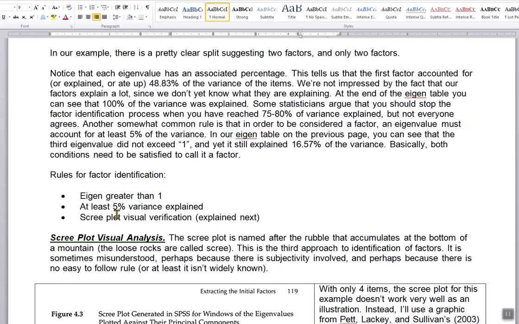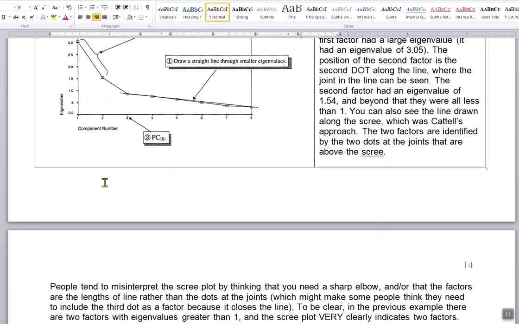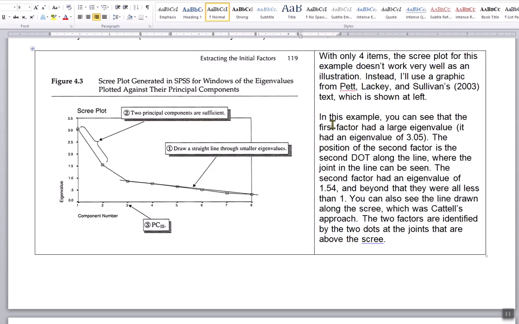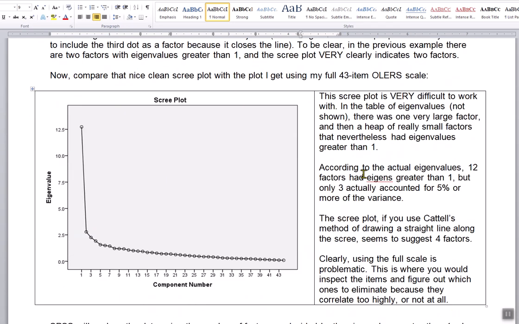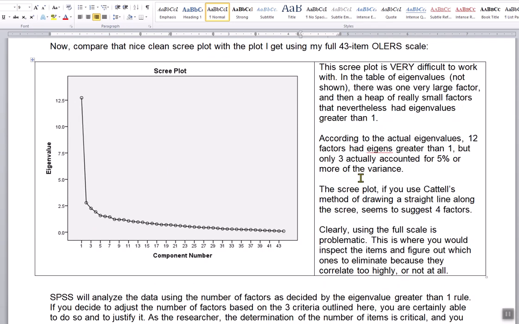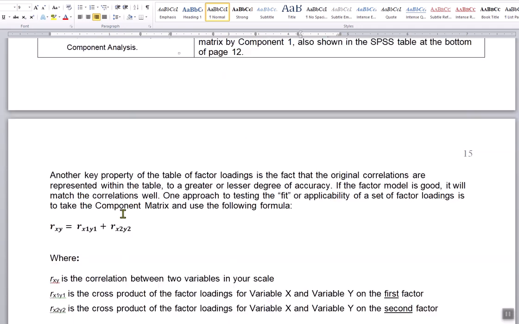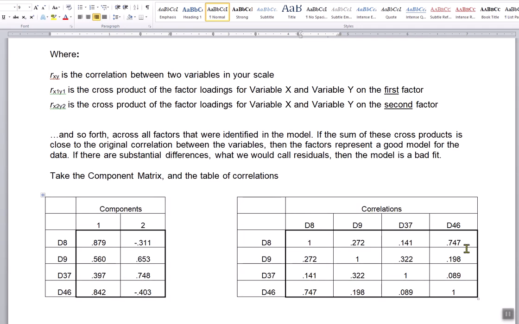And so here's some text that tells you about how to interpret the number of factors: the eigenvalue greater than 1, the 5% rule, and the Scree plot. I'm just going to wrap up here because you can read this part on your own. But I talk about here the way to interpret the Scree plot. This is a graphic from Pituch and Stevens's book. And here's one from a 43 item version of the scale. It's kind of a hard one to interpret in terms of the number of factors. So I think I'll end that here, and you can read the rest of this on your own.